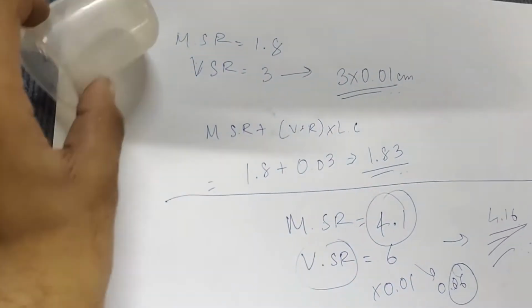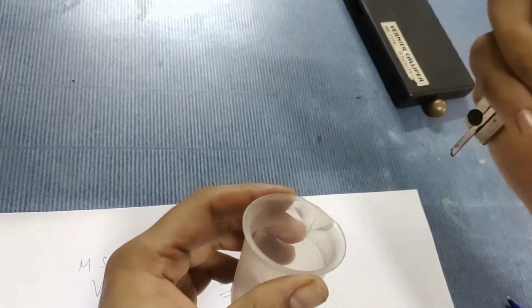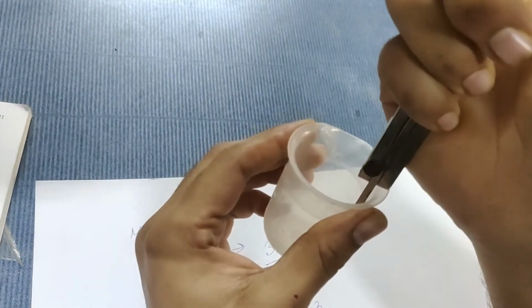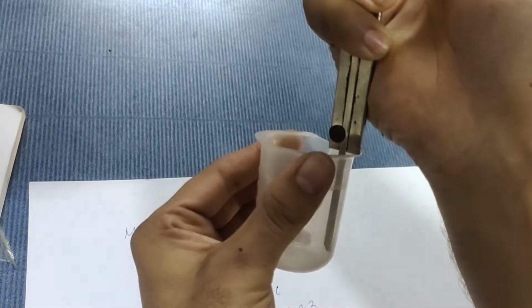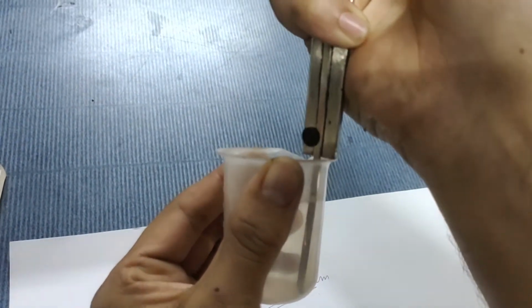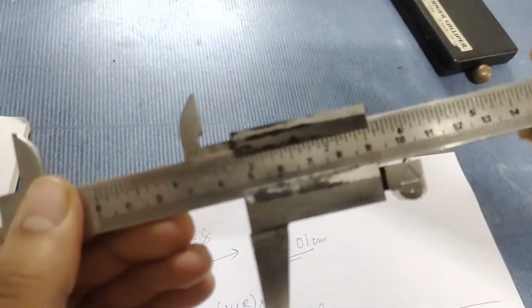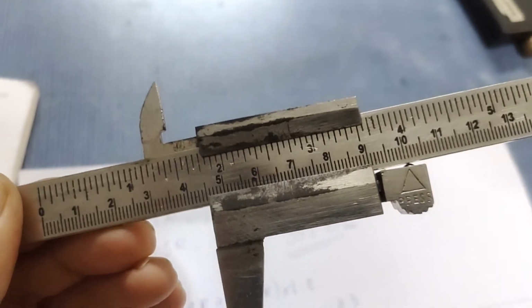Now simply, if you need to find the height, this was initially zero, and you have to check this height. You have to be proper in this. Now we again have the reading, and we'll take the reading accordingly.